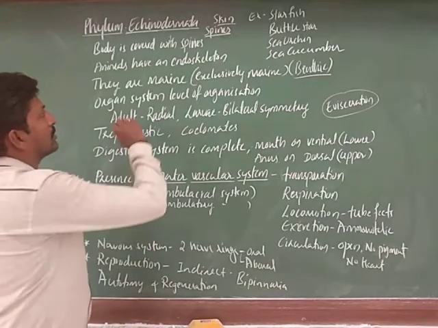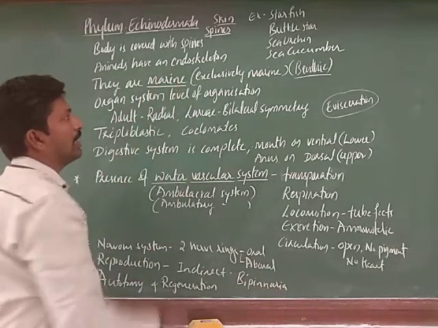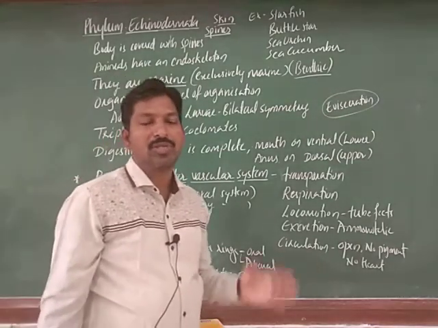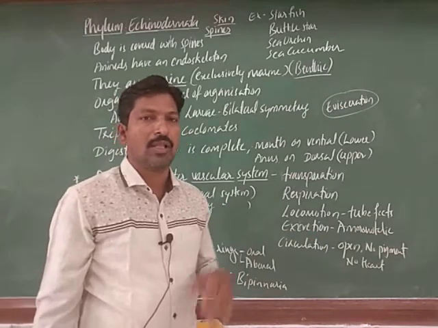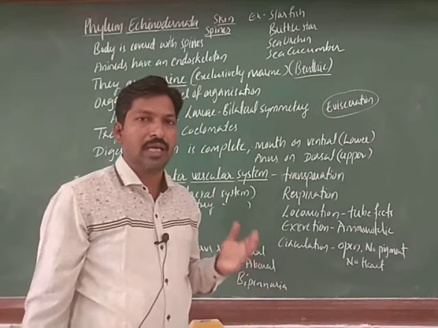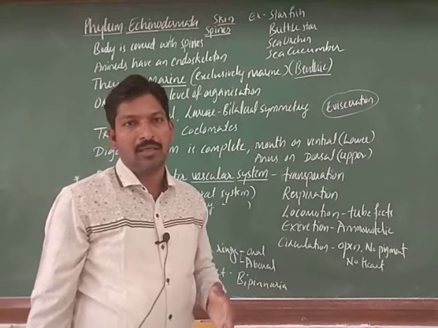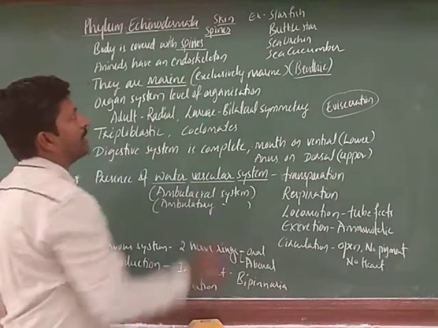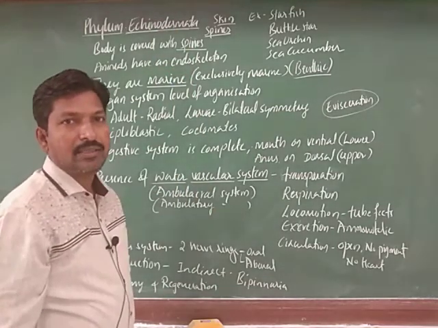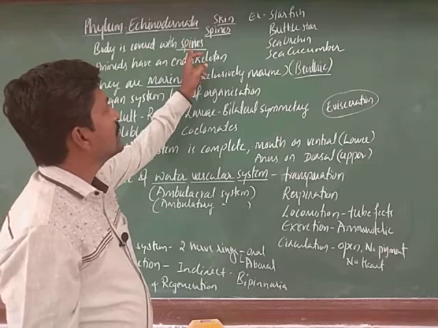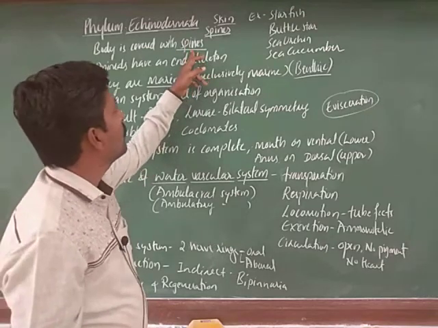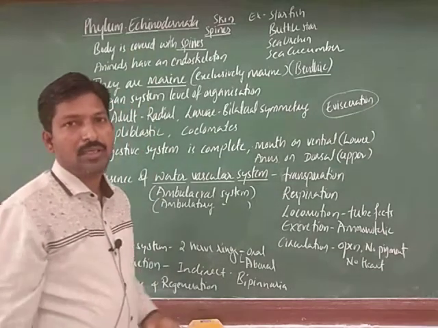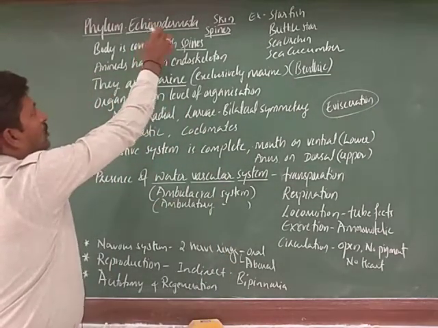All animals are marine, exclusively marine, because there is no single animal found in other than marine forms. All are aquatic. The body is covered by spines, the spiny skin, so due to the presence of this the rough appearance is observed and the spines also appear. So that is Echinodermata.